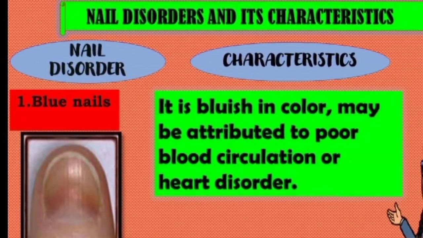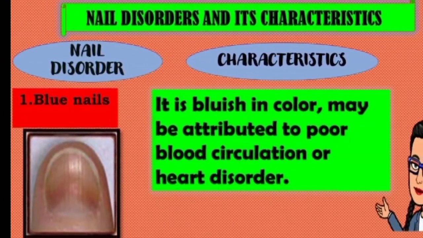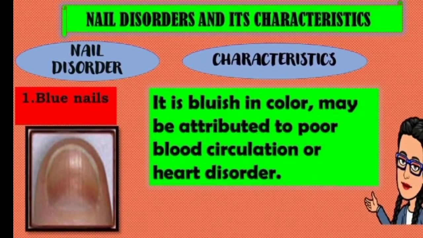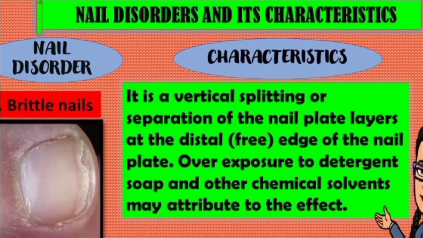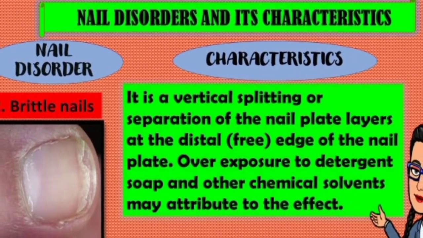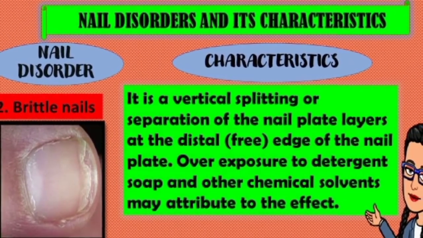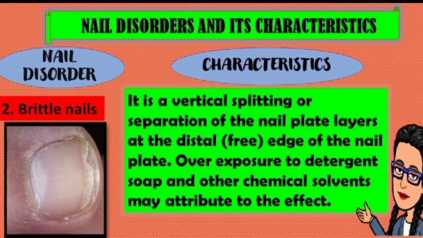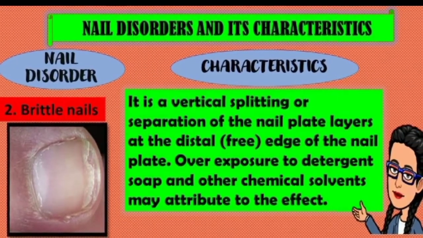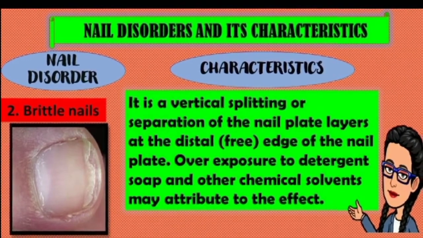Blue nails, it is bluish in color, may be attributed to poor blood circulation or heart disorder. Brittle nails, it is a vertical splitting or separation of the nail plate layers at the distal edge of the nail plate. Overexposure to detergent soap and other chemical solvents may attribute to the effect.